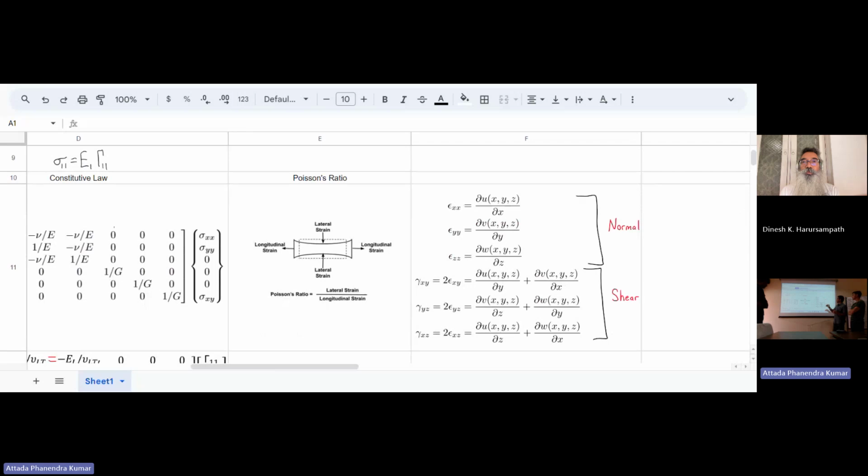This basically relates the strain that's being caused to whatever displacement is created. We're taking the derivative, for example, in the x direction, or x1 direction. We're just taking the derivative of the displacement u over dx. And the same thing applies for the y direction and the z direction.